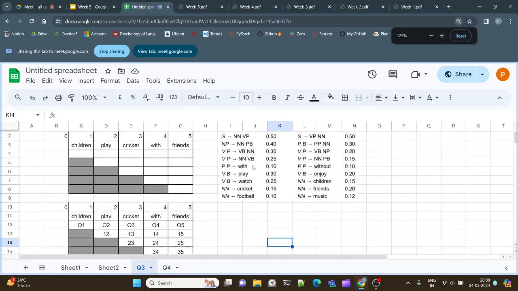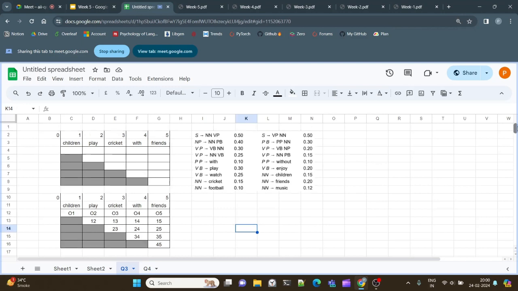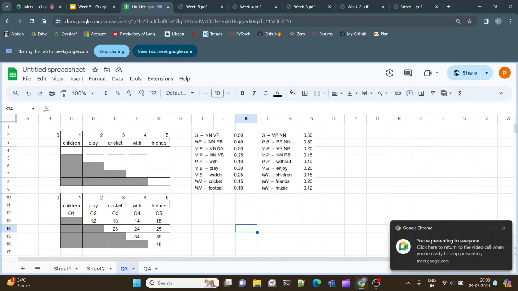So yeah, I'm sharing an Excel sheet. I hope it's visible. So we'll solve it over here. Yes, okay. So these are the rules that are given to us.